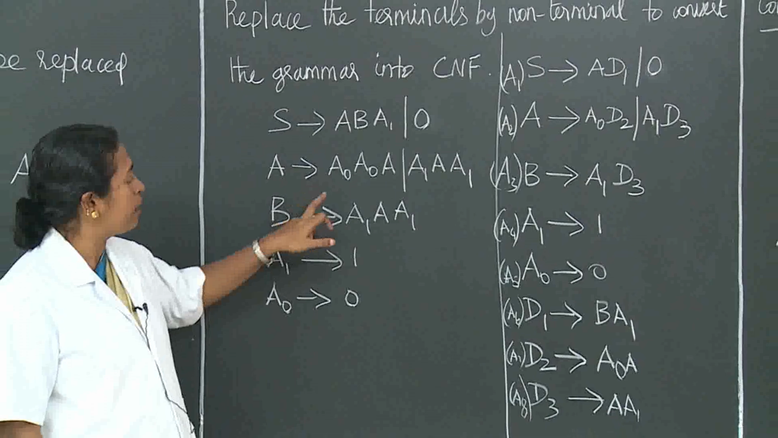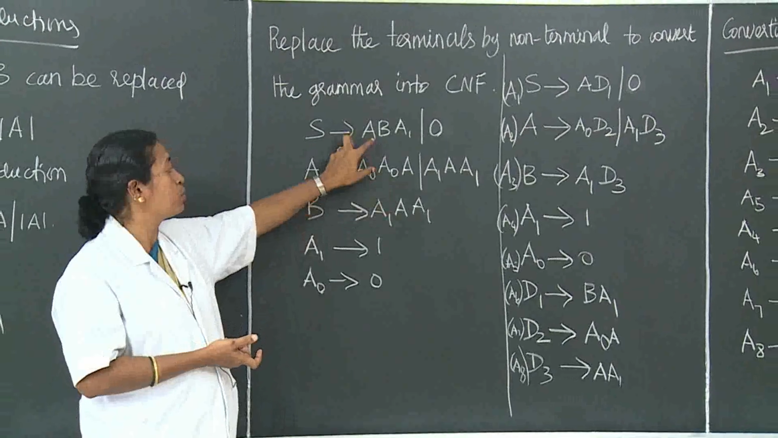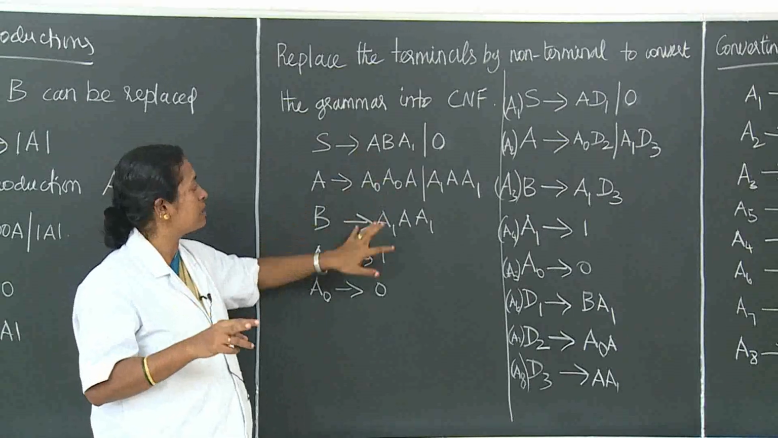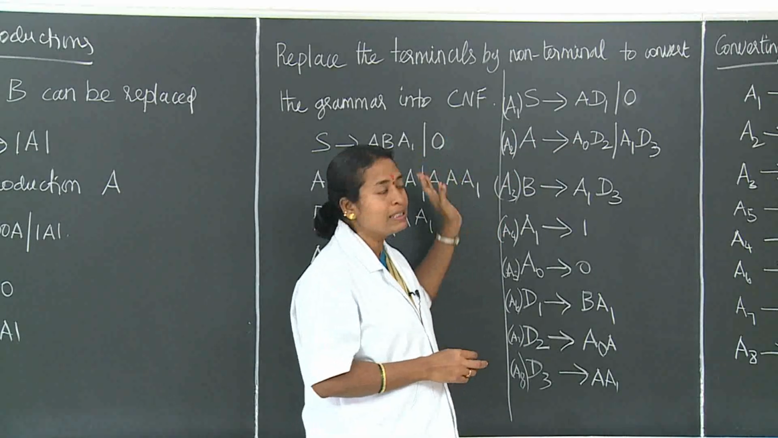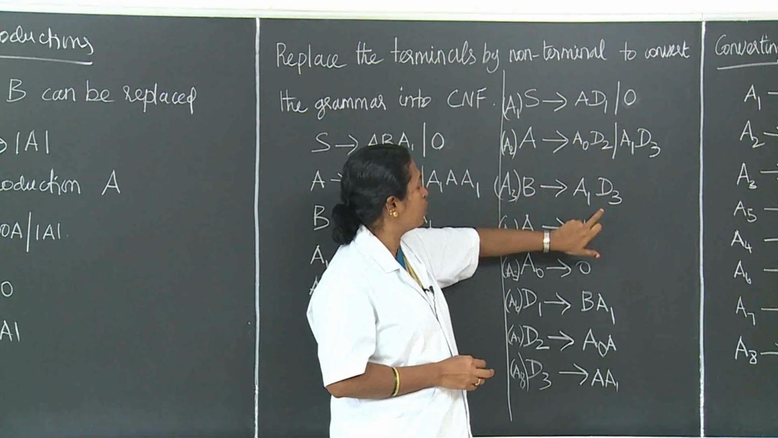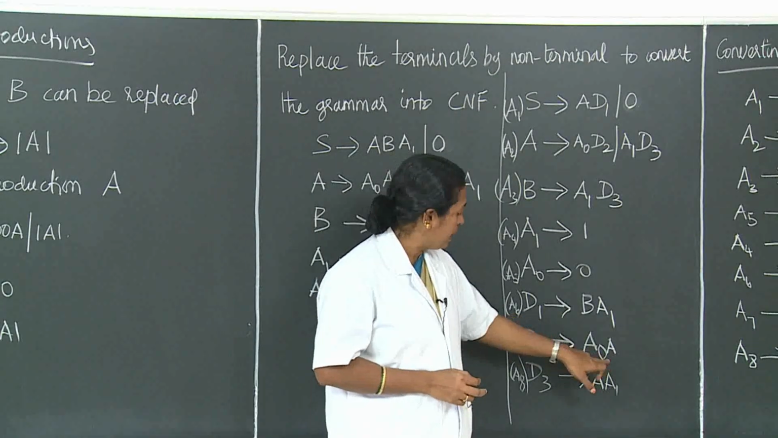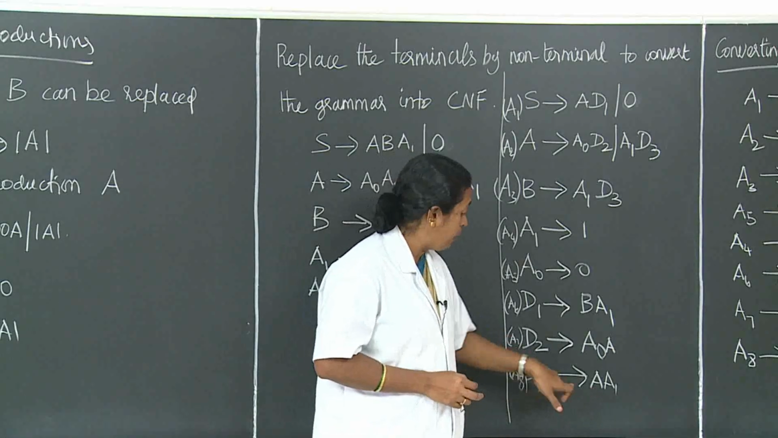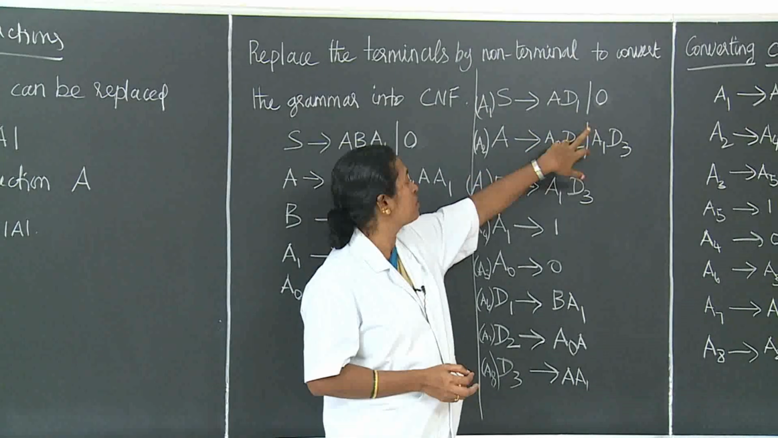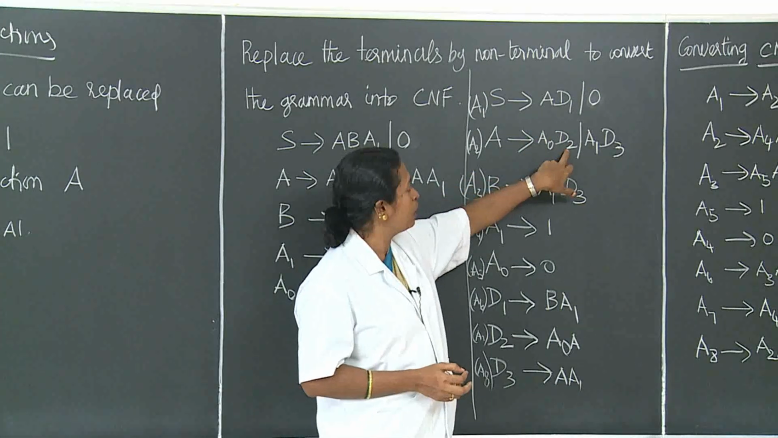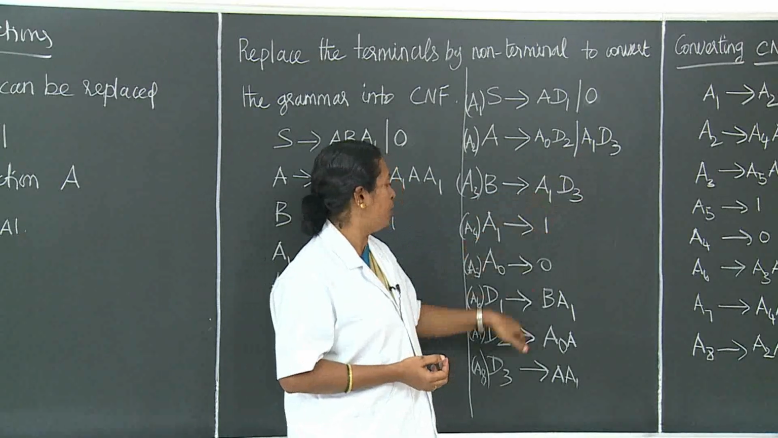If you see here, there are more than 2. So we have to restrict the right hand side of the production, that is, there should be only 2 non-terminals. If we restrict like this, it will come like this. S tends to, all the things are replaced by D1, D2, D3. So BA1 is replaced by D1, A0A is replaced by D2, and AA1 is replaced by D3. If we substitute here, we will get S tends to AD1 or 0, A tends to A0D2 or A1D3. Instead of 3, we will get all the things in the 2 format.